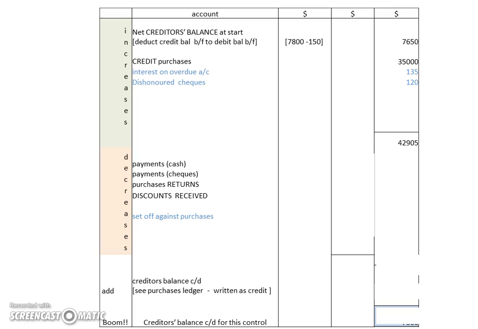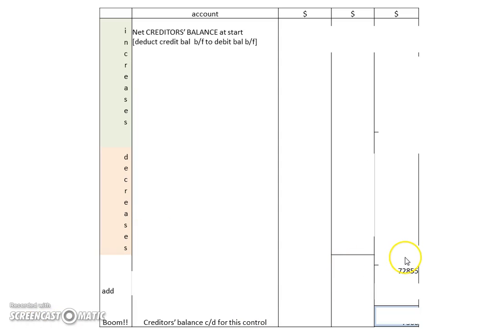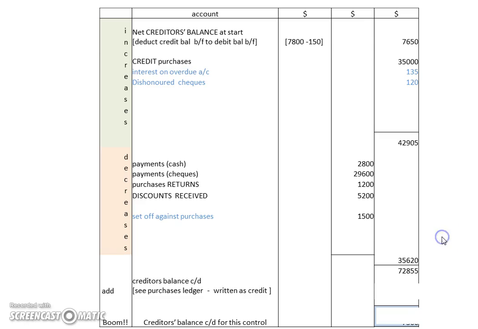Alright, next I'm going to take away anything that will reduce that balance. So if I pay in cash, I pay by check, the returns, the discounts, and the set-offs, they will all reduce the balance. So I enter all those numbers, add them together, right? So let's just reset this. Right, so I add them together. I got 35,620. I'm going to subtract that.